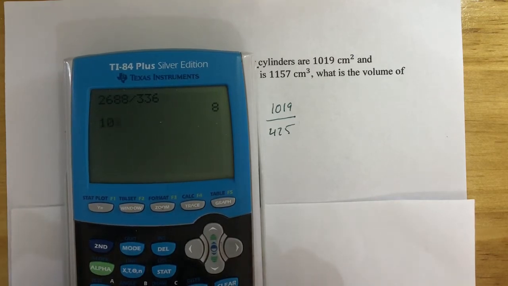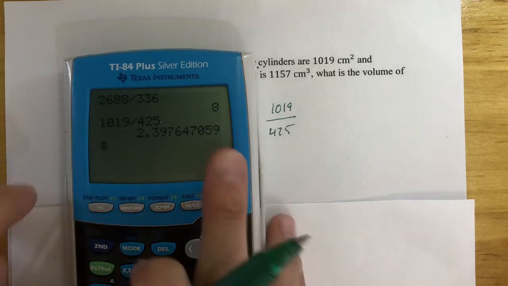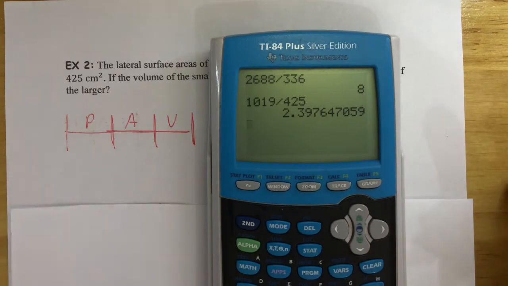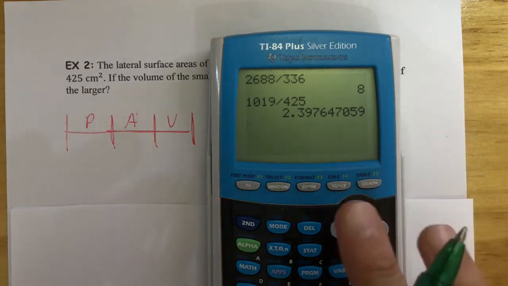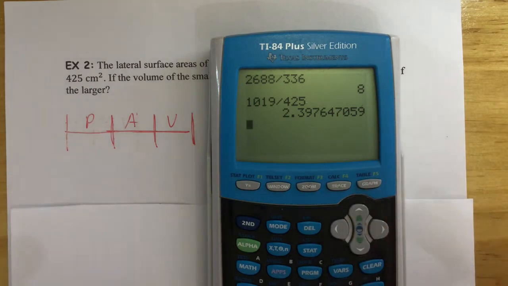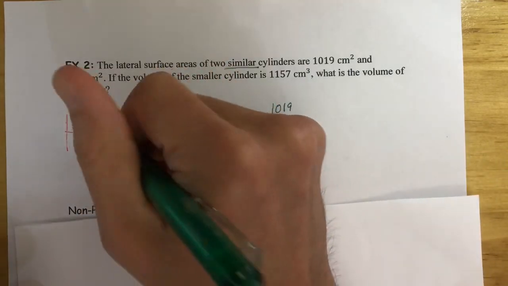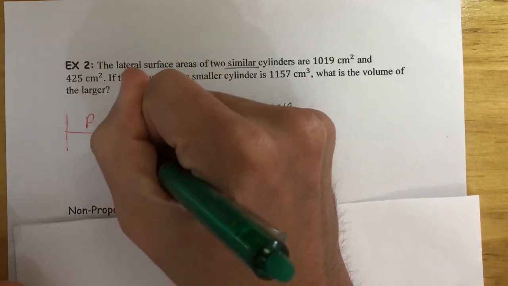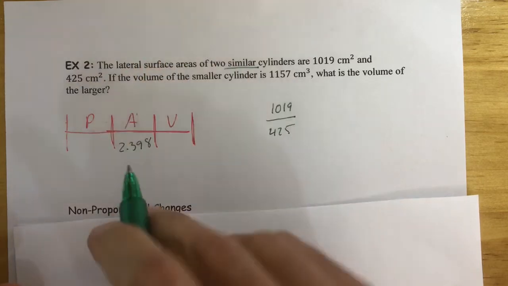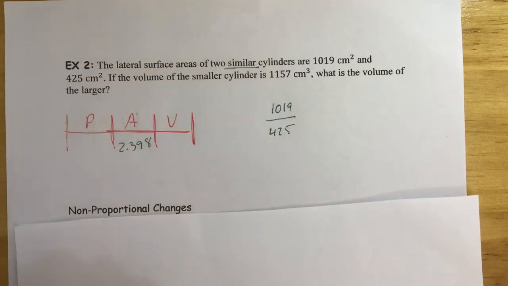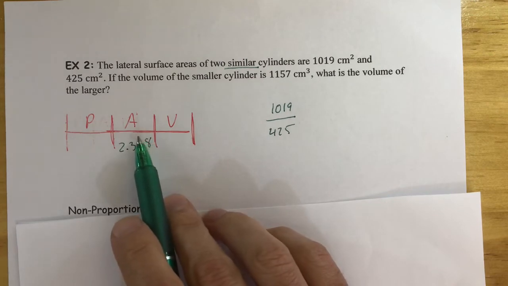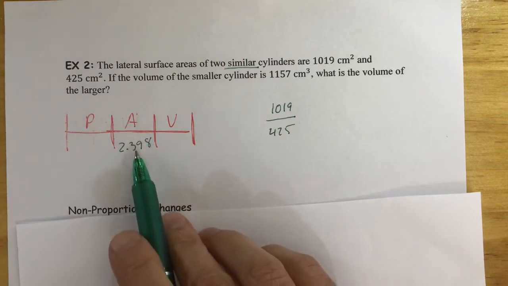I'm going to take 1019, divide that by 425, and I get, make sure you can see that there, this awful looking number, right? There's nothing great about it. But I'm going to keep it in the calculator as I continue to move forward, so don't worry about all the rounding issues. But I am going to jot it down. So my scale factor that relates, it rounds off like that, but again, I'm keeping it in my calculator. The scale factor that relates the surface areas is going to be that number.